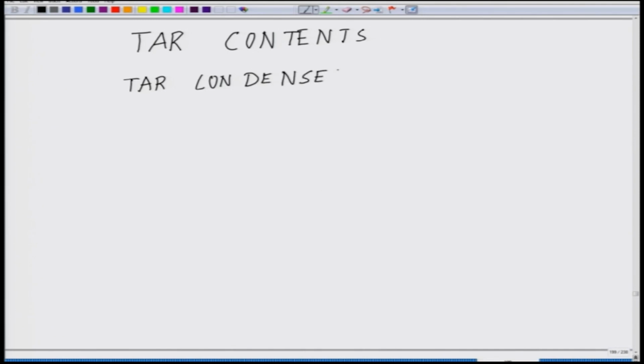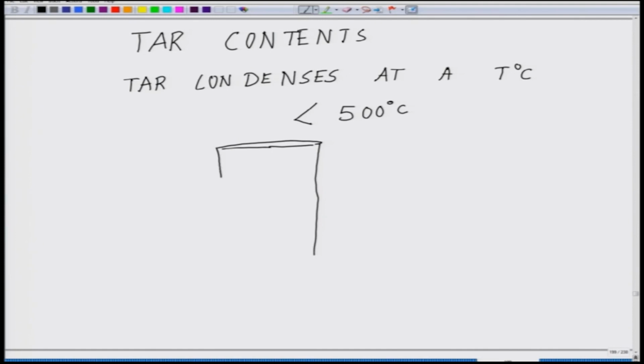Okay. So, the next problem is the tar content. This is one serious problem most of these gasifiers suffer from: tar. Tar condenses at a temperature of less than 500 degree centigrade. And what essentially happens, say for example, this is the vessel where the reaction is happening, or these are the connectors where things are moving. Along these walls, you will see deposition of tar like this. They condense and they can clog.